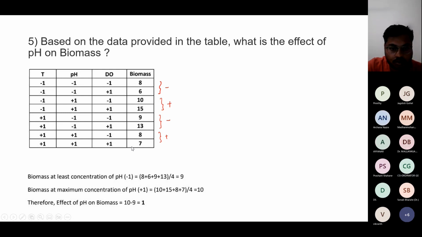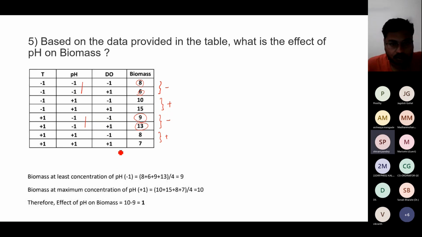The biomass at least concentration of pH, the minus 1 values, you have shown as positives: 8 plus 6 plus 9 plus 13. Yeah, for the least concentration, we are taking all these values, where minus occurs in pH, these two places. So 8, 6, then these two, 9 and 13. We'll take all those values, add and divide by 4 to get the average. Should we consider minus 8, minus 6?